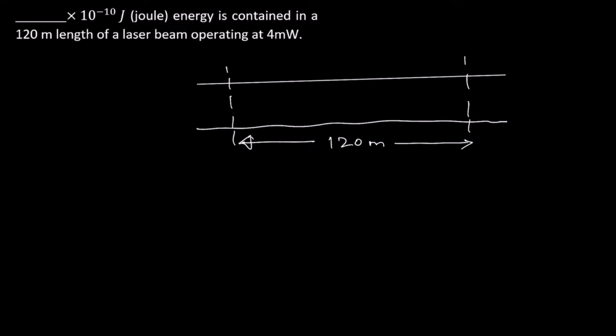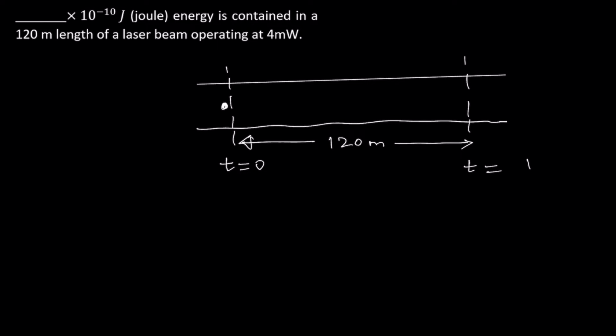Now, if I consider the photons which are here at this left cross section at time t equal to 0, they are going to reach the other cross section, which is 120 meters away, at some later moment in time. So how do we find that time? The time is distance by speed.